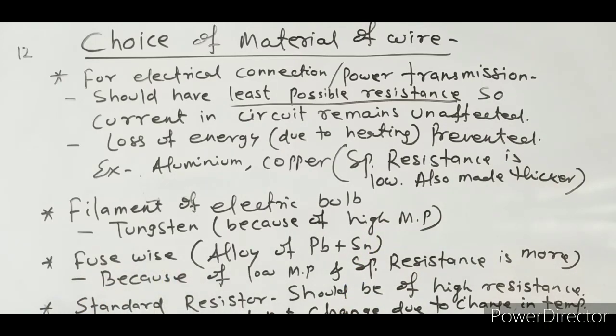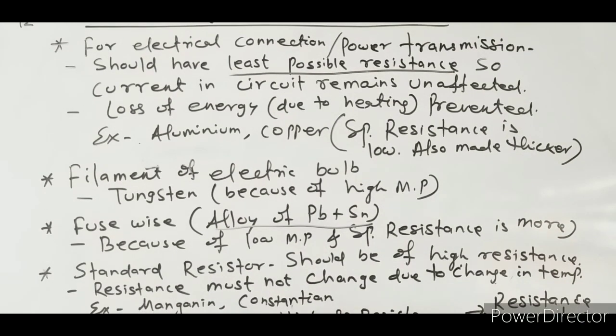Then fuse wire. This is the fuse wire, an alloy of lead and tin. Why is an alloy of lead and tin taken? Because this fuse wire should have a low melting point and a high resistance. Resistance will be high, means temperature will be more. As it has a low melting point, the fuse will blow off and keep the circuit safe.